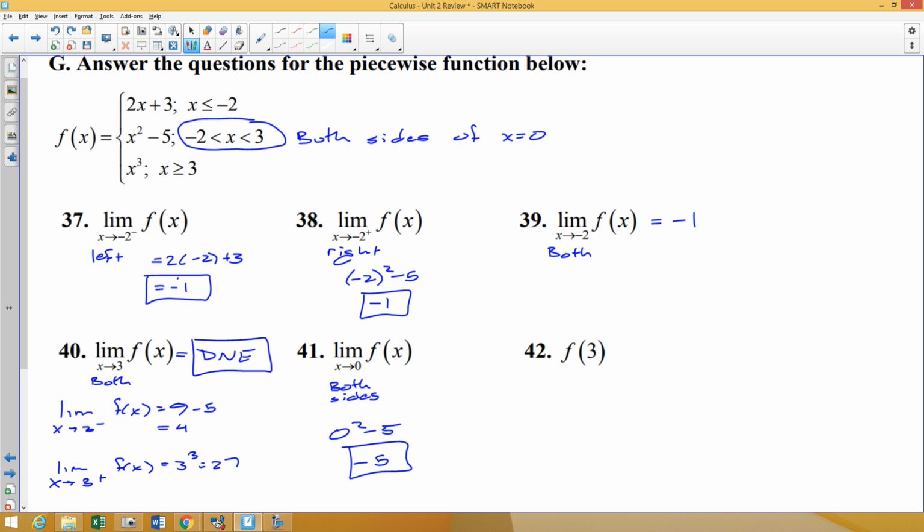And then finally, f of 3 means find out what's happening exactly when x is equal to 3, and that happens down here at the bottom. X cubed is the piece when x is equal to 3, and so we would plug in 3. 3 cubed is 27, and there are all of your answers for this section.